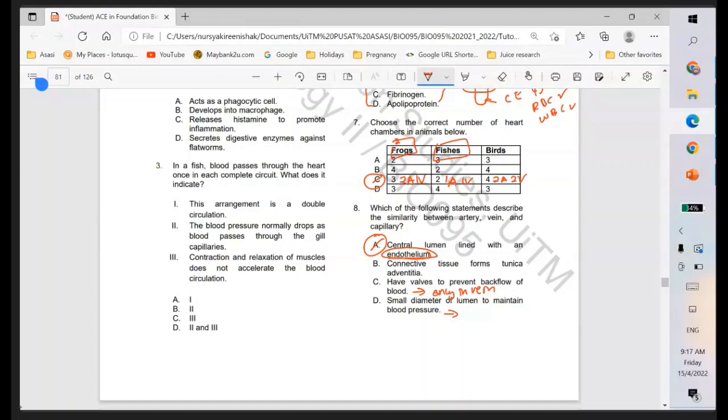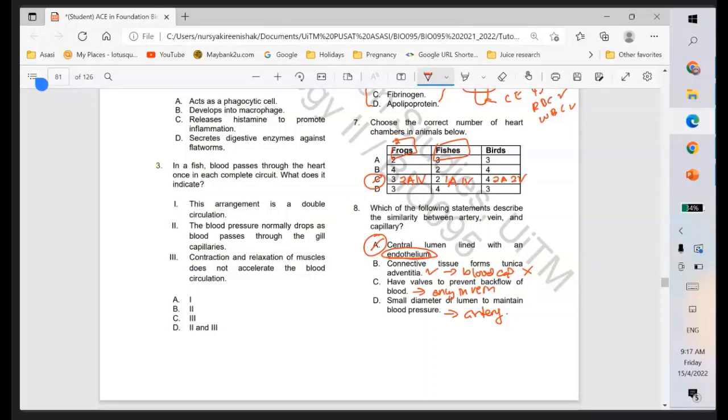Number D tu. Yang D tu. Dia statement untuk artery ke, vein ke, capillary? Artery. Okay. So dia tak match untuk ketiga-tiganya lah kan. Kalau B, connective tissues from the tunica adventitia, statement ni dah betul, cuma dia tak boleh nak apply kepada blood capillaries. Okay, dia tak boleh nak apply kepada blood capillaries because for blood capillary it is lacking the two layers of the blood vessels.